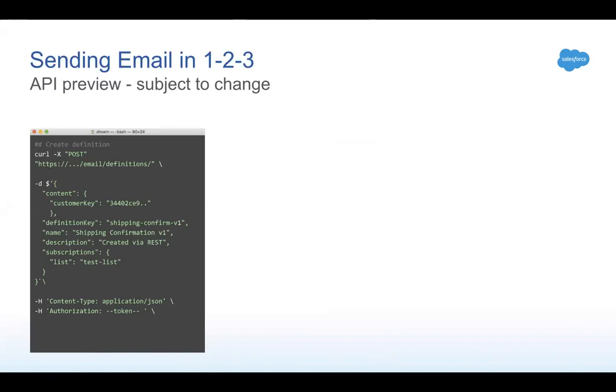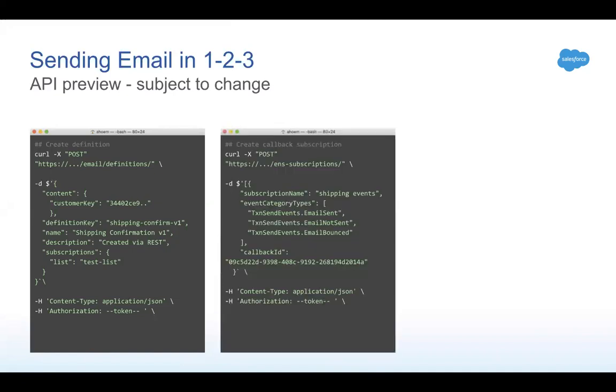You give it a unique name, a description, and then supply a list by which you want to bring those subscribers into. And then you can set up on the callback side the types of events you want to subscribe to. So here you can see at the top of that curl, we're posting to a different endpoint called ENS subscriptions.